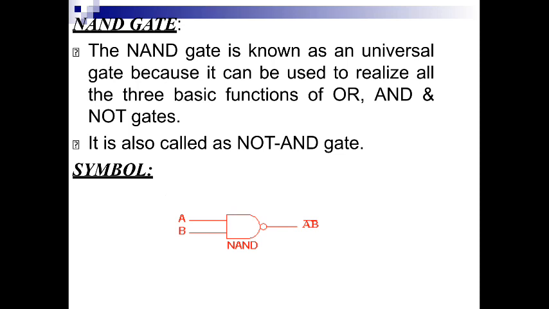The NAND gate is also known as a universal gate because it can be used to realize all three basic functions: OR, AND and NOT gates. Before, I realized the NOT gate using the OR gate. Instead of using that, I can directly put a NOT gate there, because just to get a NOT gate, why use those two gates again.